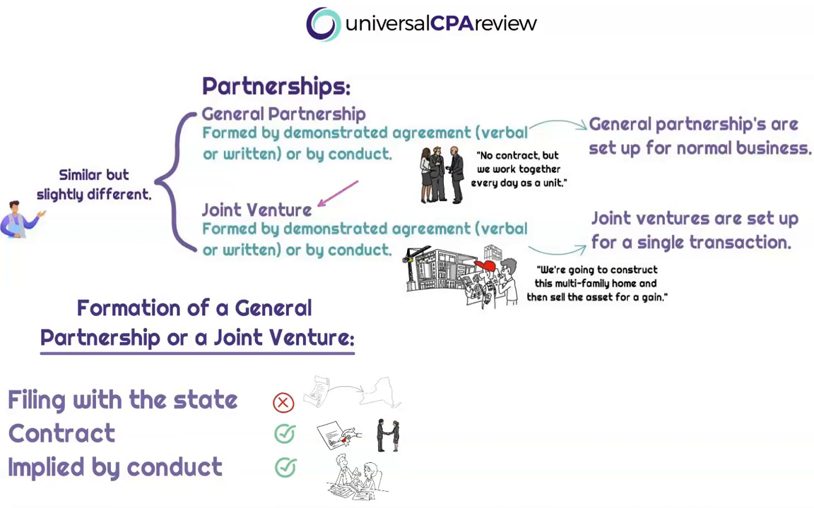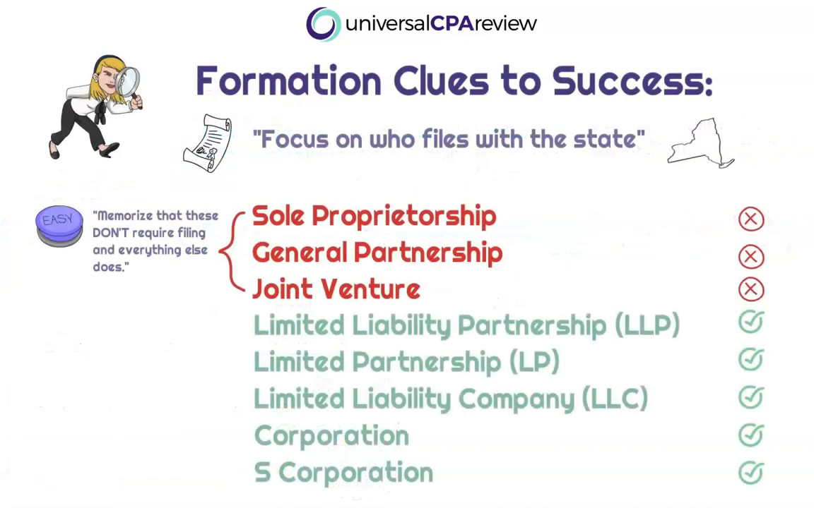Okay, but what you need to remember when it comes to formation of these three entities that we just talked about, right, sole proprietorships, general partnerships, and joint ventures, is that these are the only three entities that do not require filing formal documentation with the state. All right, so what do we have next on our list? Next, let's talk about limited liability partnerships.